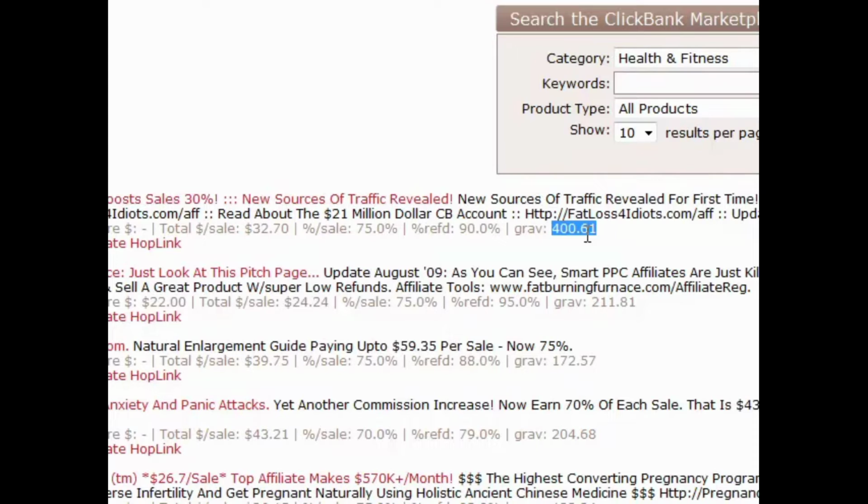Roughly, Gravity, if you don't know it, most people do though. Gravity is just a measure of how many affiliates have made at least a sale within the last 6 weeks or so. It's a weighted average. It's not precise. But within the last 6 weeks, at least 400 affiliates have made a sale. Now, that means that obviously some affiliates are making a lot more and some are making a lot less. But basically, it's saying that there's a lot of people making money with this product.